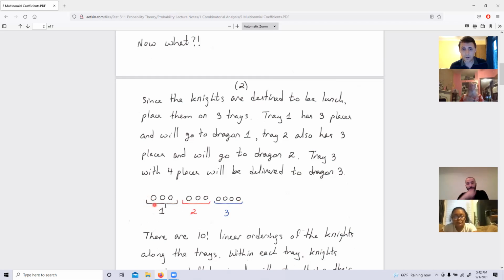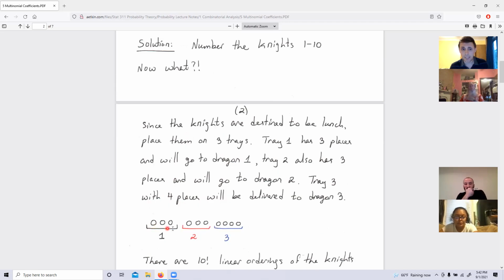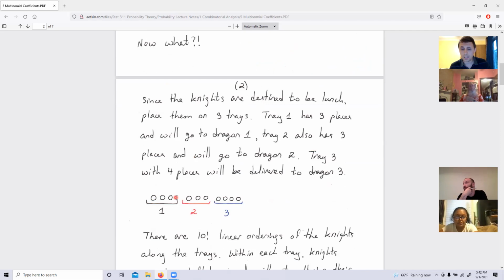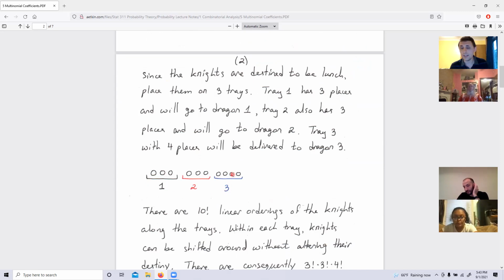Okay, so the first crate, basically this black crate, is destined to go to dragon number 1, and those are the knights to be placed there. The second crate is destined to go to dragon 2, and the third crate is destined to go to dragon 3. You understand? So this tells us what we should do.